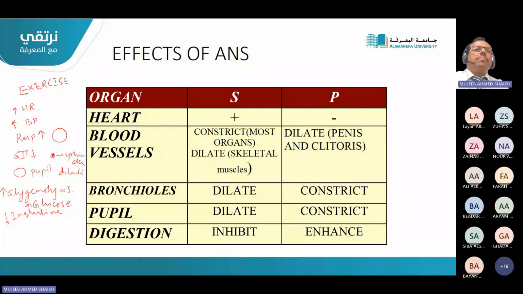So all of them are sympathetic effects. You can say these are the effects of sympathetic stimulation on the heart, on the lungs, on the GIT, on the eye, on the metabolism, and on the endocrine system. All these are the effects of sympathetic stimulation.